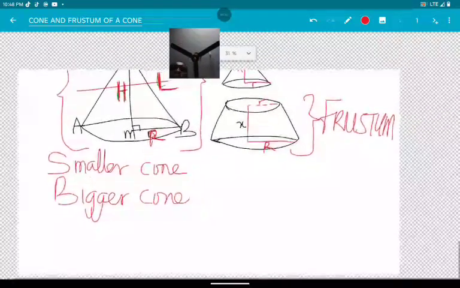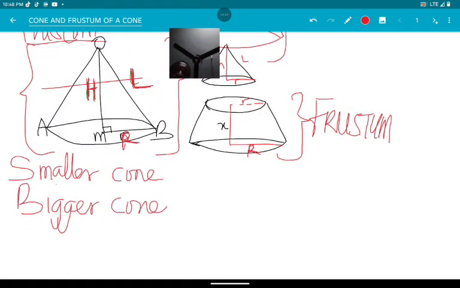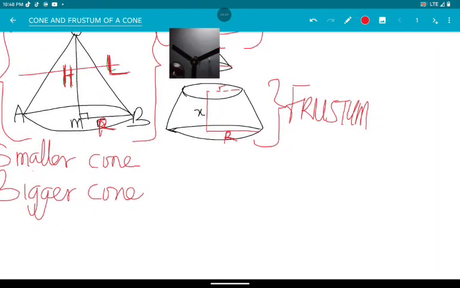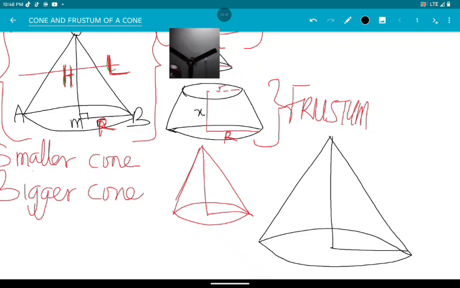So without wasting time, we can see that there are a lot of parameters here. Now let me draw the smaller cone out. Let this one represent the smaller cone, and let this one represent the bigger cone. So I have the bigger cone here. Please take note: let's call this one O, A, B, and let's call this one O, C, D. If this is M, let's call this place N.